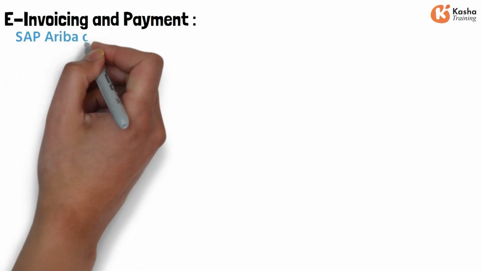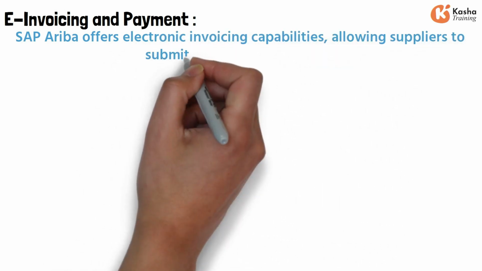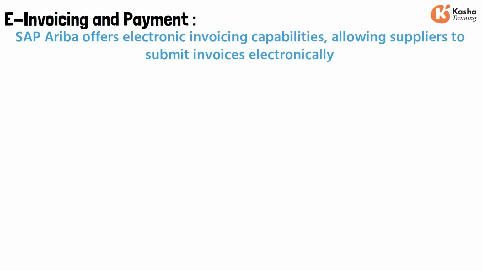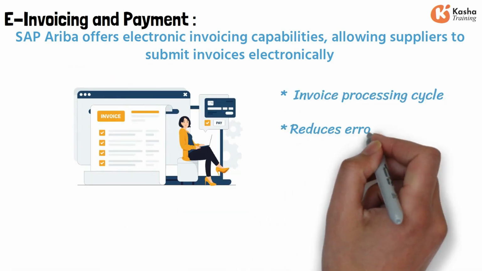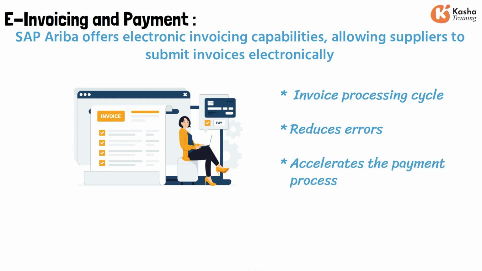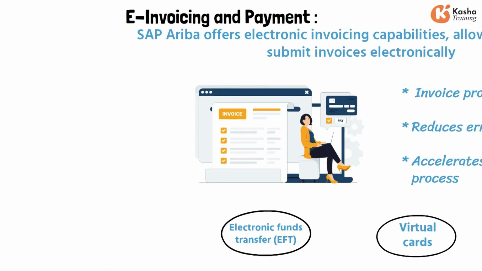E-Invoicing and Payment. SAP Ariba offers electronic invoicing capabilities, allowing suppliers to submit invoices electronically. It streamlines the invoice processing cycle, reduces errors, and accelerates the payment process. The platform also supports various payment methods, including electronic funds transfer, EFT, and virtual cards.